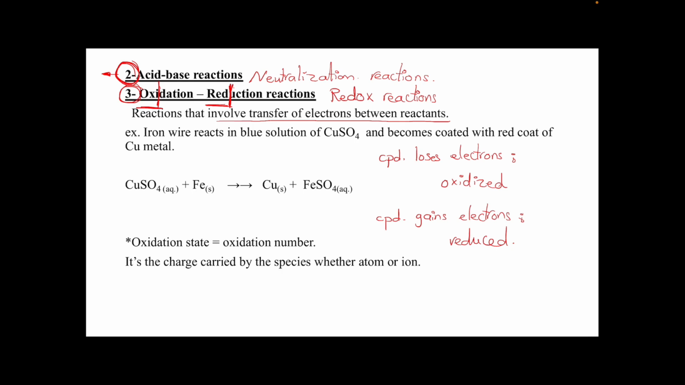One of the most famous chemical reactions that involve oxidation reduction is the reaction of iron as solid in the form of iron wire when put in a solution of copper sulfate. This solution has a blue color, a famous blue color. Both compounds, iron and copper sulfate, react to produce solid copper and ferrous sulfate that's soluble in solution.